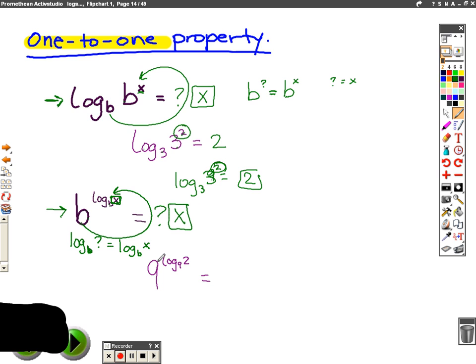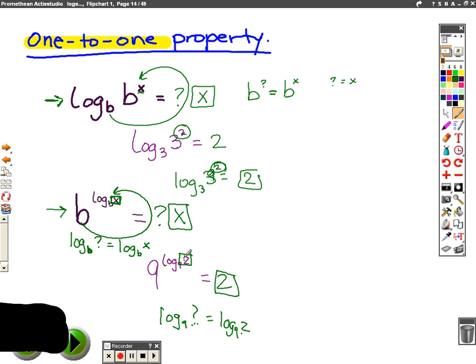So again, here I have a base of 9 with a log base 9. The answer is staring me in the face right there. Now we could go the long way and say log base 9 of question mark equals log base 9 of 2. So what must my question mark equal? 2.